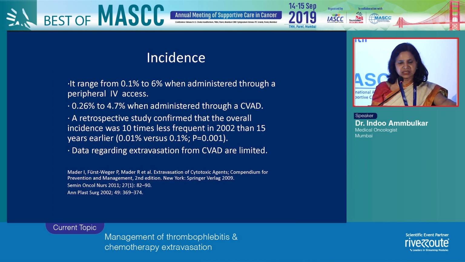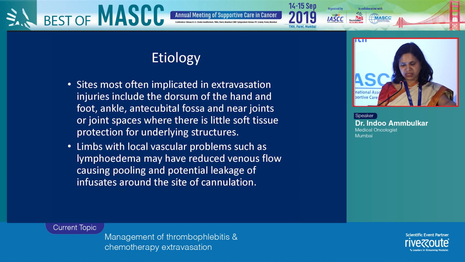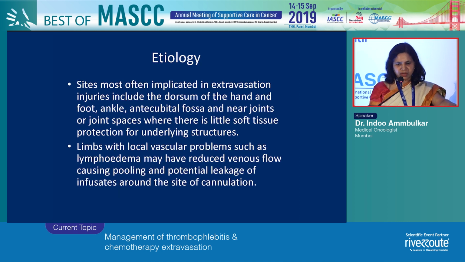The incidence ranges from 0.1 to 6% when administered through a peripheral IV access, but there is incidence of this extravasation when it is given through a central venous access device also. The incidence is 0.26 to 4.7%. The sites most often implicated in extravasation injuries include the dorsum of the hands, foot, ankle, antecubital fossa, near joints or joint spaces, where there is very little soft tissue protection for the underlying structure.